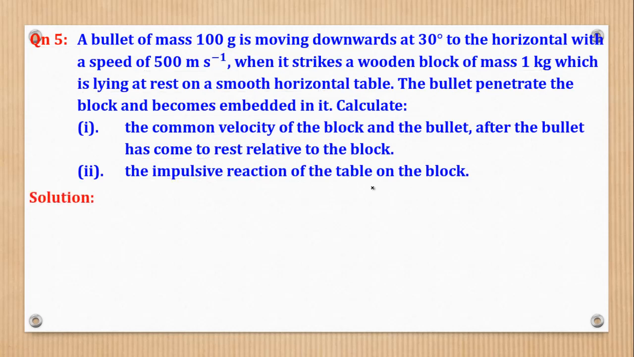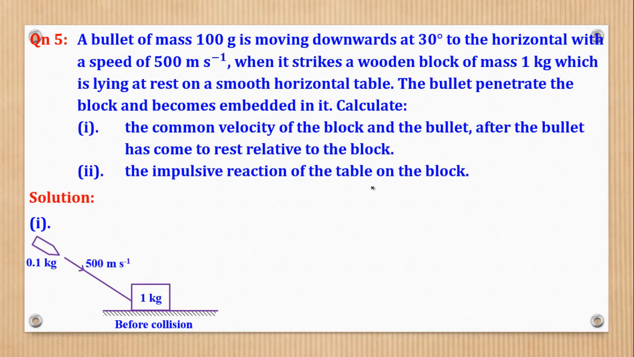So we shall make a sketch. That is the body resting. Then the bullet is at an angle to the horizontal, and that angle is 30 degrees. Then after collision, the bullet gets embedded, meaning that now the new mass is the total mass of this and this. That's why you see 1.1 kilograms.